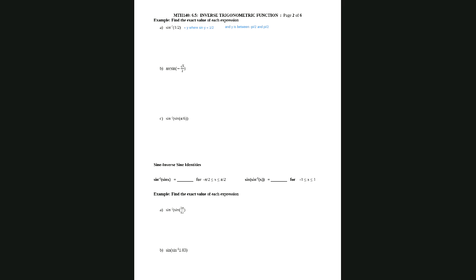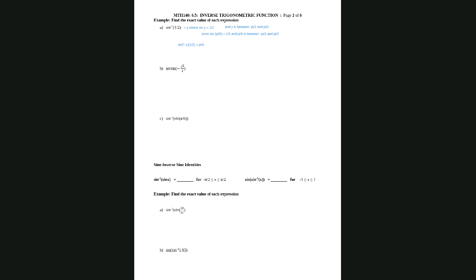So now think about your unit circle. Since the sine of pi over 6 is equal to 1/2, and pi over 6 is between negative pi over 2 and pi over 2, that means inverse sine of 1/2 is equal to pi over 6. That makes sense?